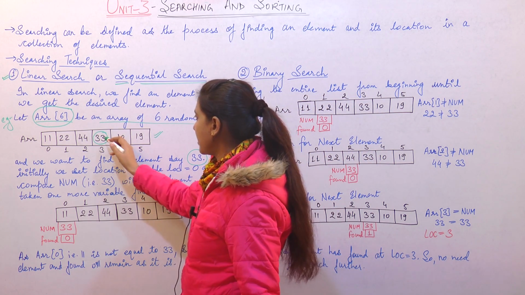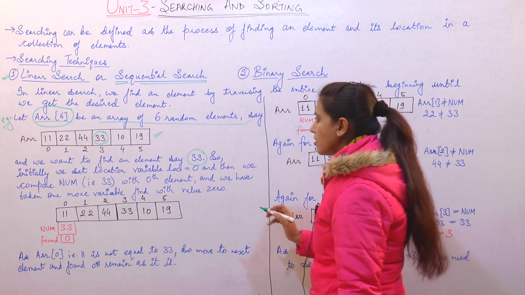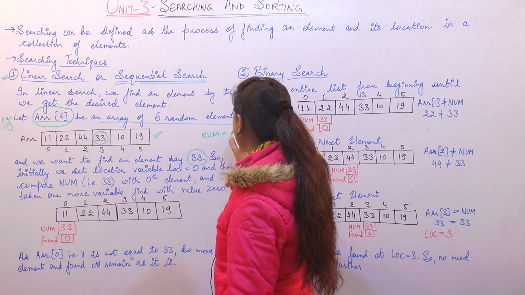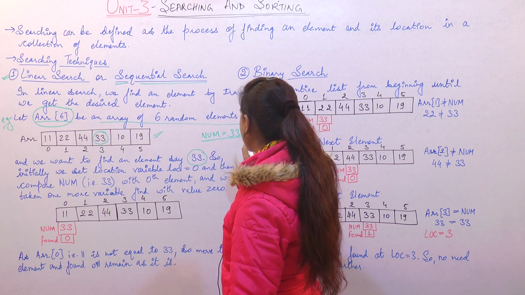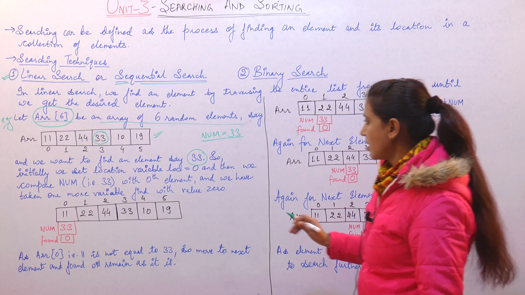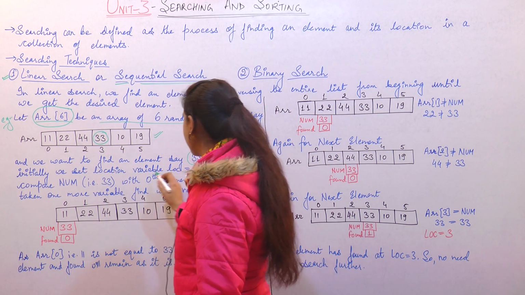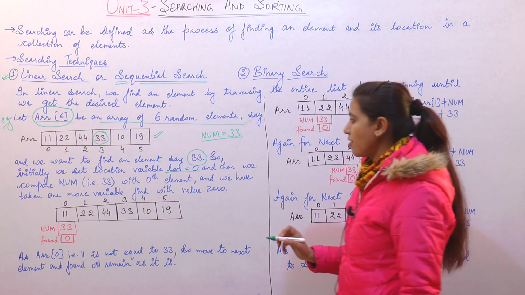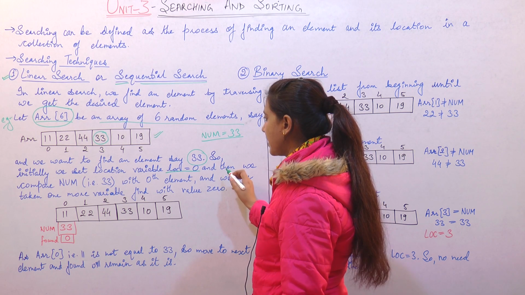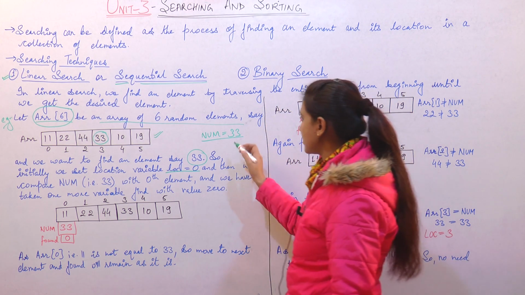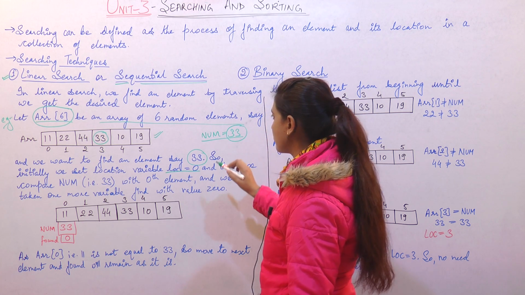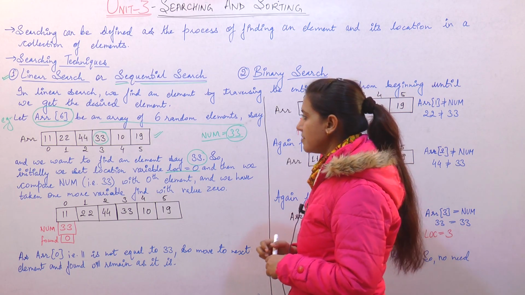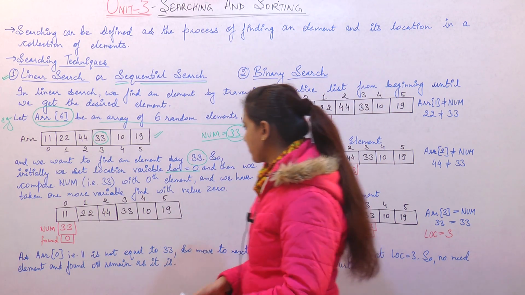So we want to find the element 33. The element 33 will be denoted using num. Num means the number which we want to search in the array. Initially we set the location variable LOC equal to 0, and then we will compare num, that is 33, the element which we want to search from this array, with the element at the 0th location.